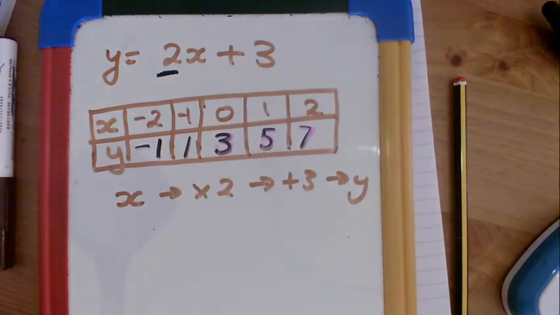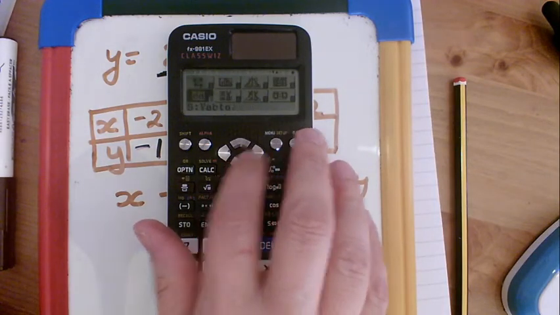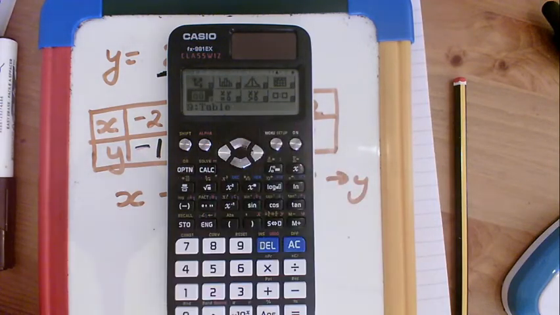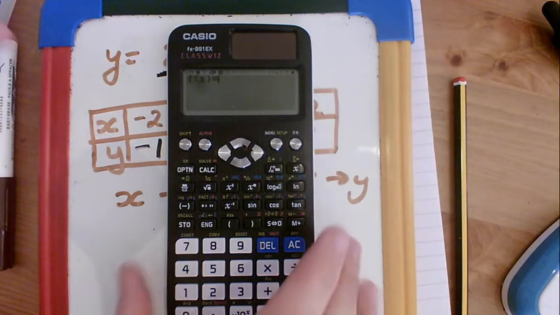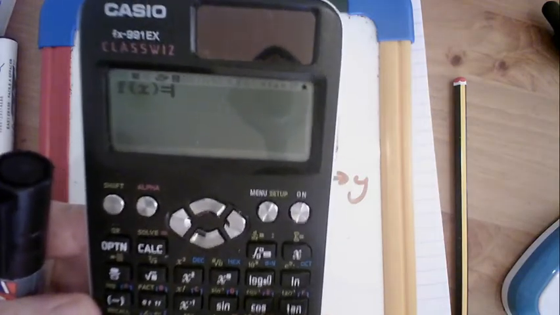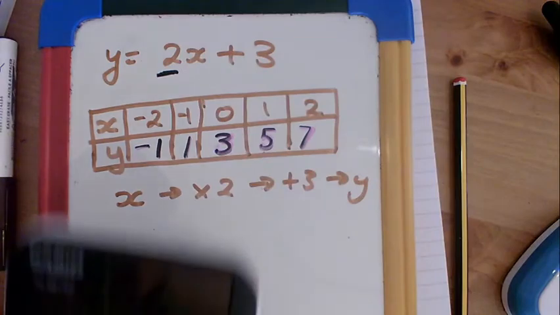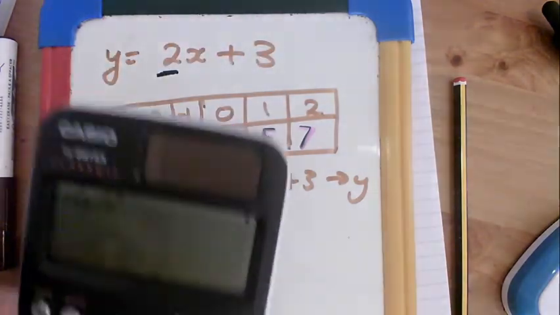Right, let's remind ourselves how to do this on a calculator. Now, your calculators might not be as complicated as mine, but if we go into menu, and your calculator will have a menu, there'll be something that says table. Okay, my table's there. Your table's probably number 3. The table comes up with an f of x. Now, what I'm going to do now is I'm going to type in the equation. So f of x is the same as y. So I'm going to type in 2x plus 3.